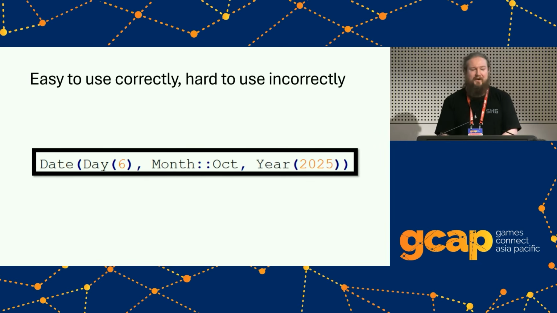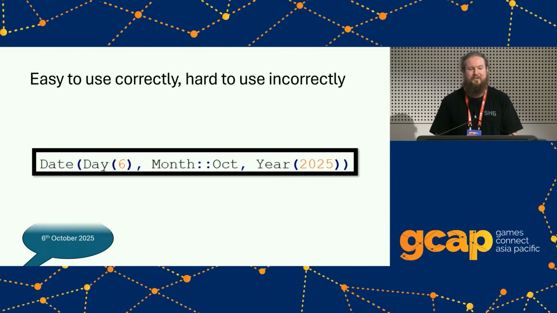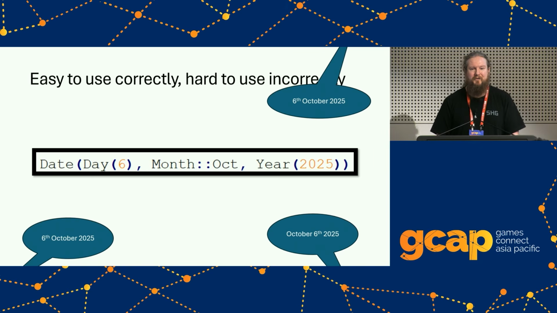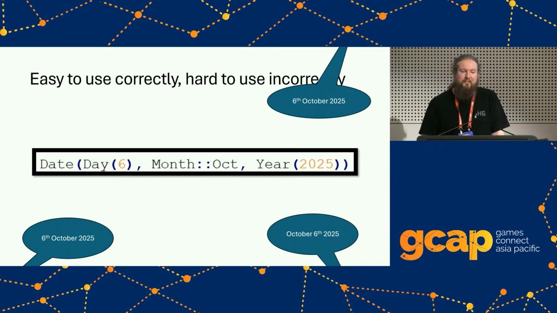But if I was to slightly change this and I instead had a date where I've wrapped these in strong types, so I've got a strong type there for the day. I can see that that's day 6. I've used an enum for the month. I can see that that's in October and the year 2025. So now if I go around and ask those same 3 people again, 6th of October, October 6th, and 6th of October also for the next one. Or they might say 2020, they might jumble it around however they like. So this is just one example of building those easy to use interfaces.